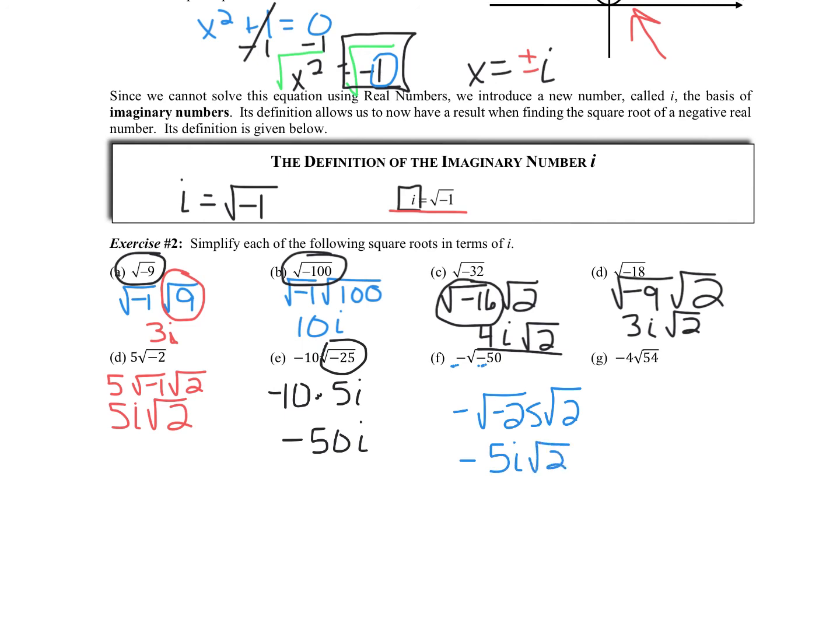My last one, I have negative 4 times the square root of 54. 54 has 9 that goes into it, so I'm going to just leave that as 9 and 6. So this is negative 4 times 3 times the square root of 6. So that's negative 12 square roots of 6. So that doesn't have anything with i. So it's not like all of a sudden that negative sign on the outside makes a negative sign on the inside. So that's just a normal simplifying square roots.